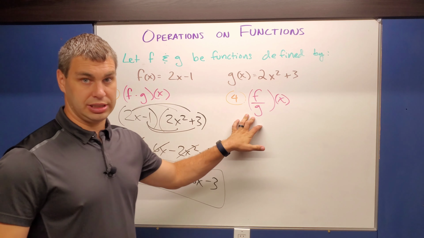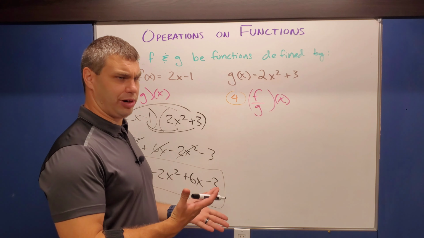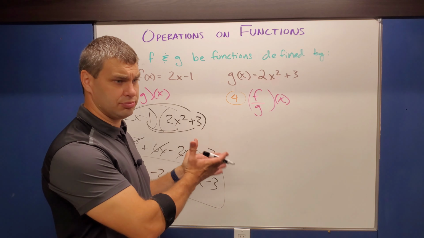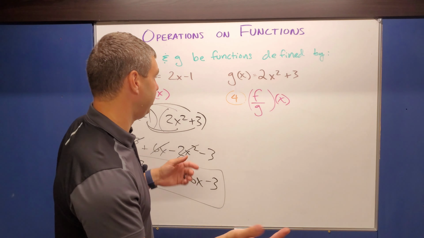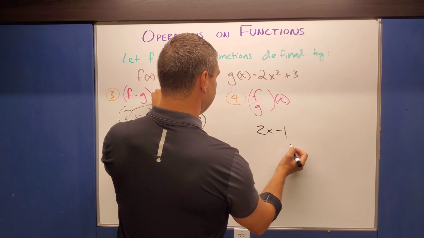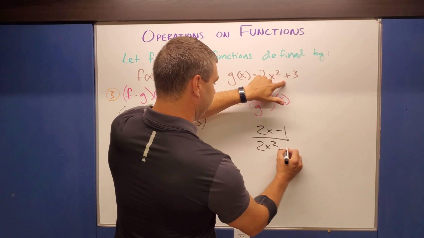F divided by G of X for number 4. A lot of times with fractions like this, you usually have to leave it as just one on top of the other. I'll show you what I mean. So for number 4, F of X is just going to be 2x minus 1, and then over the G of X, 2x squared plus 3.